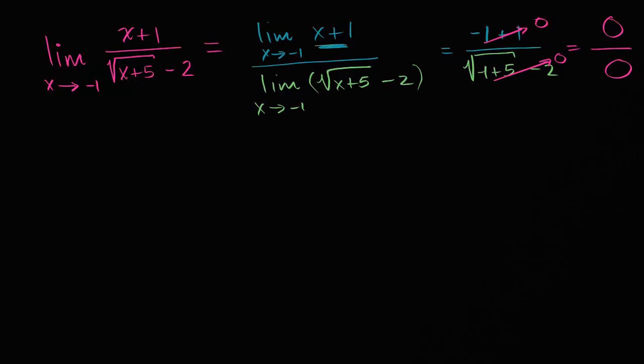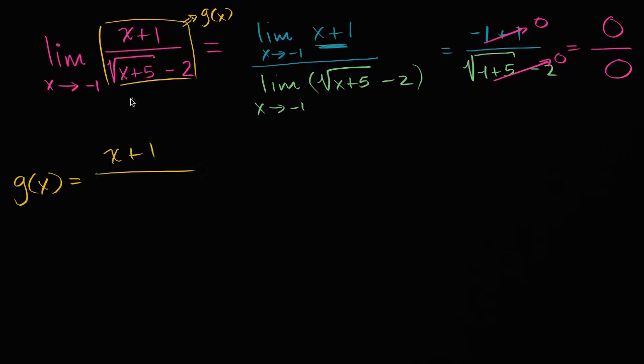Well, let's just take this thing right over here, and let's say this is g of x. So essentially what we're trying to do is find the limit of g of x as x approaches negative 1. So we could write g of x is equal to x plus 1 over the square root of x plus 5 minus 2. The whole reason why I'm defining it as g of x is just to be able to think of it more clearly as a function and manipulate the function, and then think about similar functions.